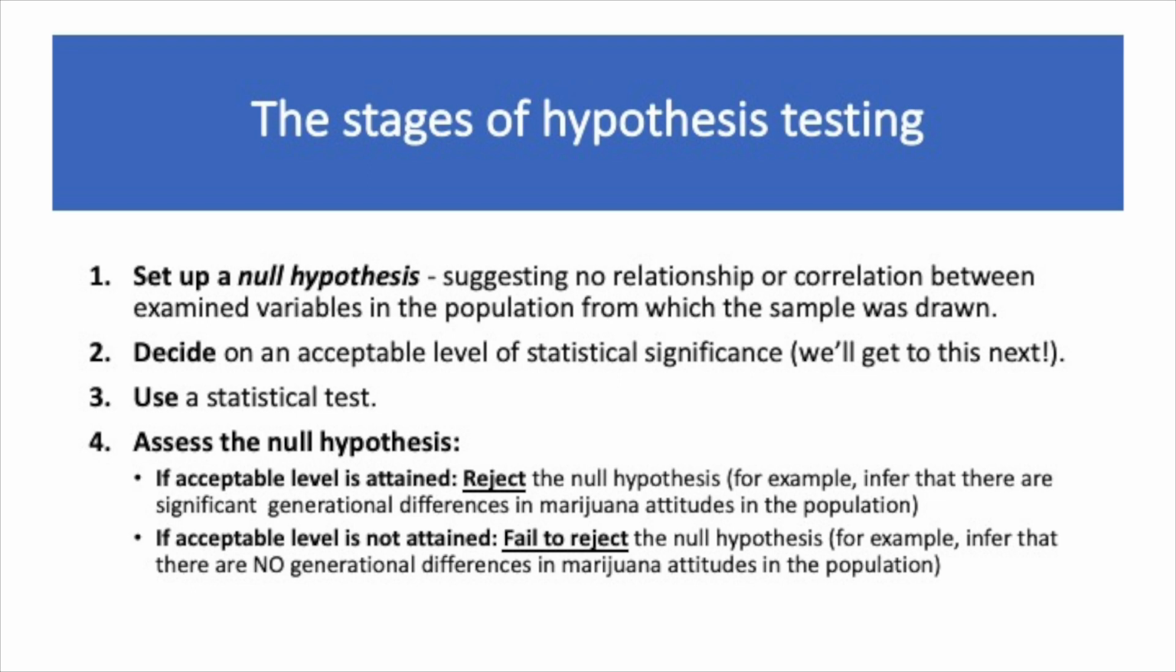If the acceptable level of statistical significance is not attained, then we fail to reject the null hypothesis, which basically is a triple negative now. So in the example from before, we might infer that there are no generational differences in marijuana attitudes in the population.